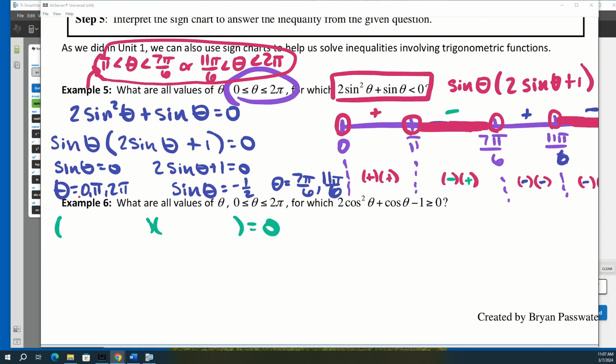So I'm going to set it equal to 0 and factor it at the same time. So I know what I put here and here. It needs to be 2 cosine of theta. So what do y'all think? One of them's going to be cosine of theta. What's the other one going to be? 2 cosine of theta. Good job.